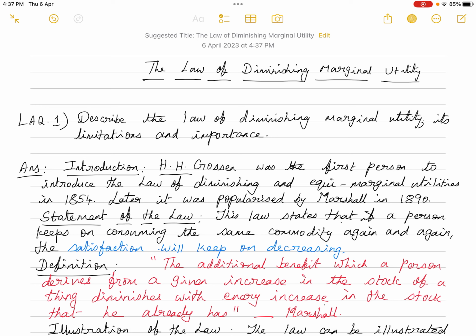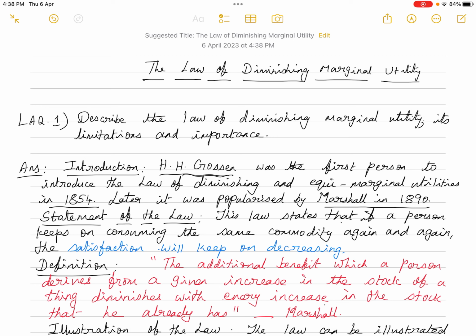So what is the introduction? Who introduced this law? H.H. Gossen, isn't it? H.H. Gossen was the first person to introduce the law of diminishing and equi-marginal utility. So in 1854, if you can remember the year, it is well and good. And later it was popularized by Marshall in 1890. In his Principles of Economics book, Marshall popularized the law of diminishing marginal utility and the law of equi-marginal utility. So this will be the introduction.